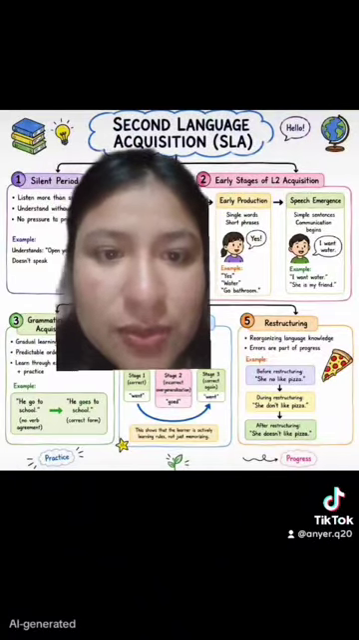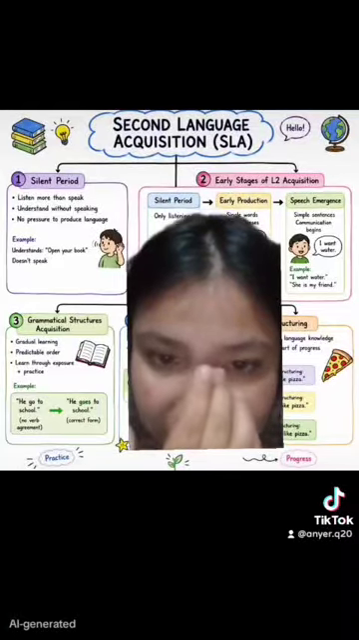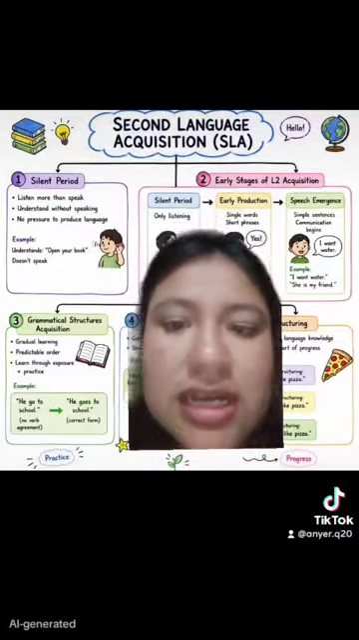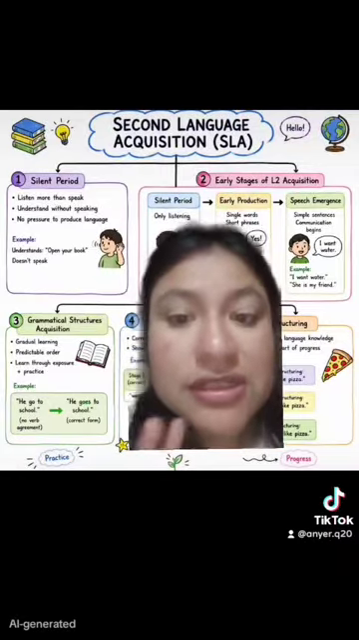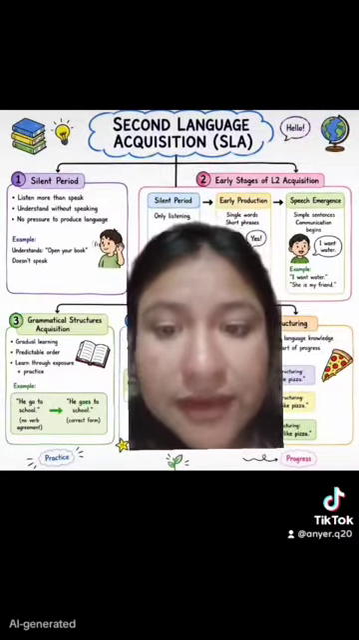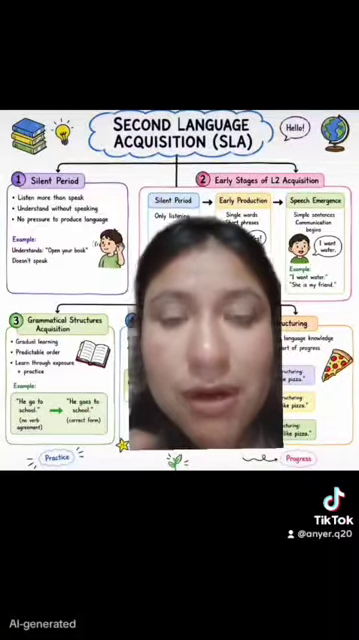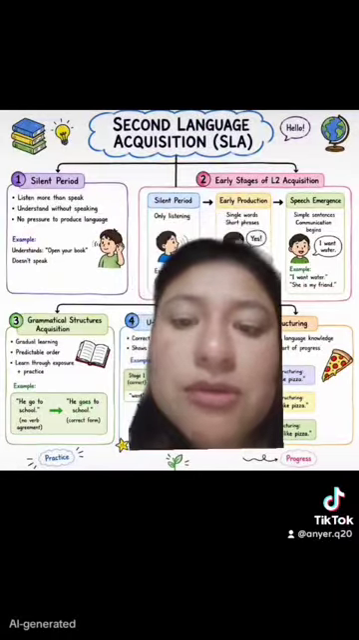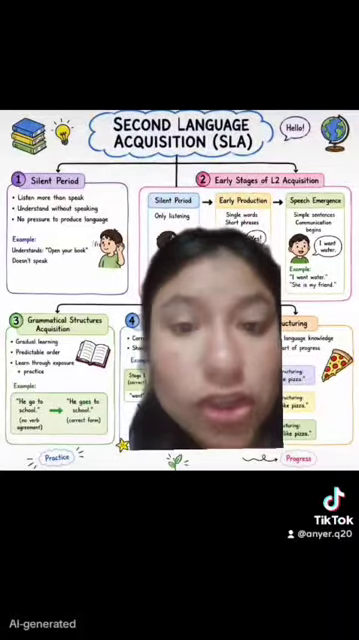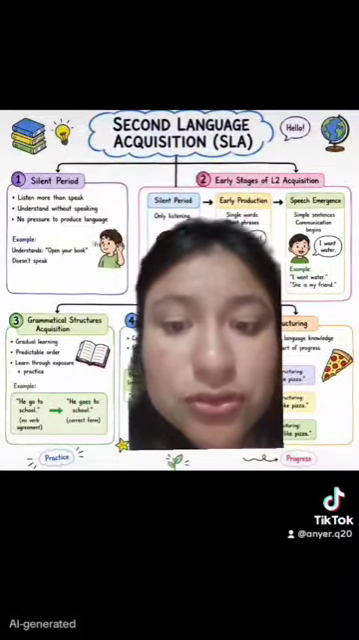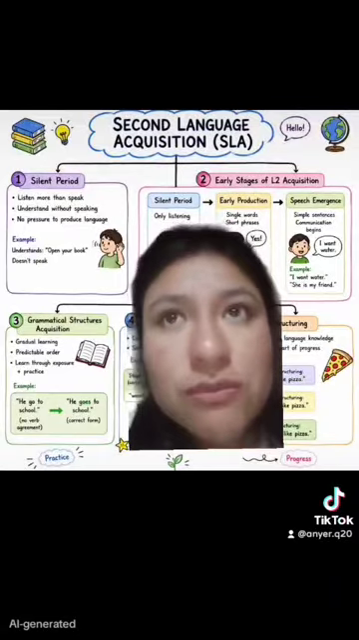What about grammatical structure acquisition? In this case, it is learned gradually in a process. It is a predictable order. Learners progress through exposure and practice. For example, he go to the school is not the correct form. The correct form is she goes to the school. Either way, learners use the most correct form.